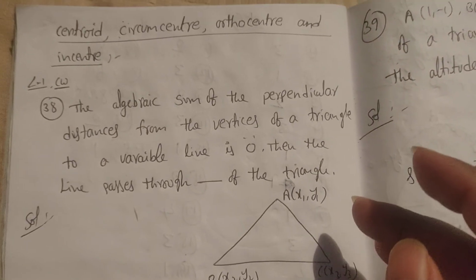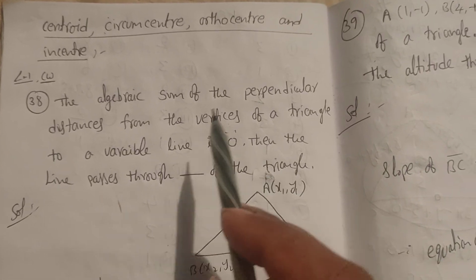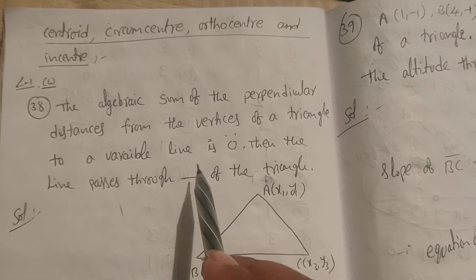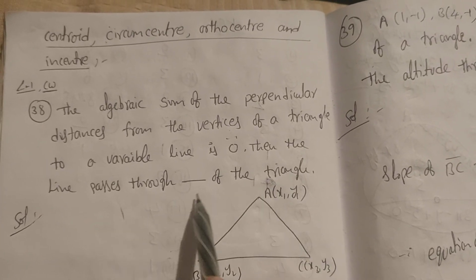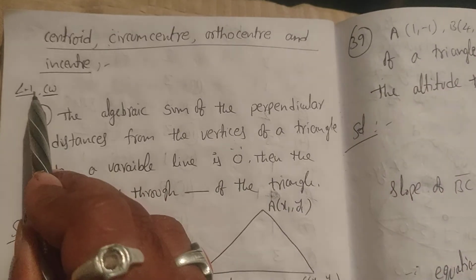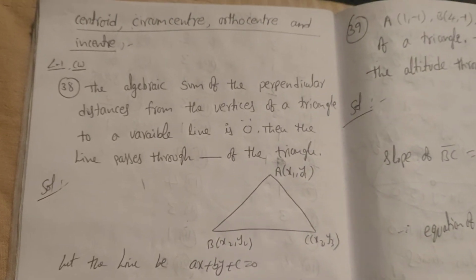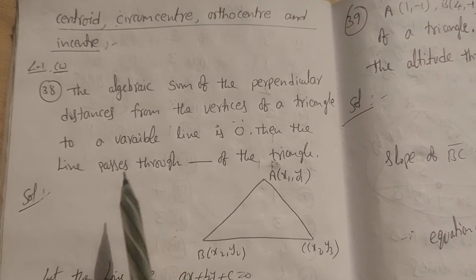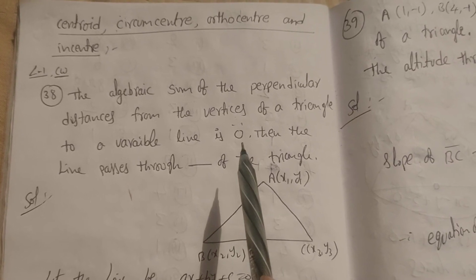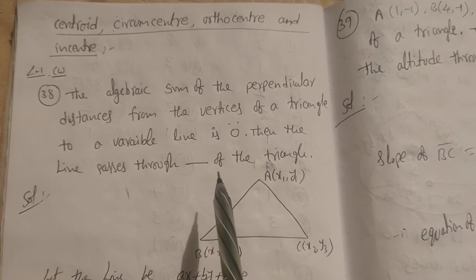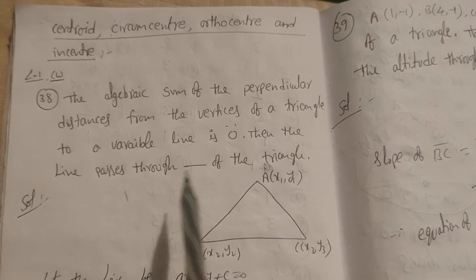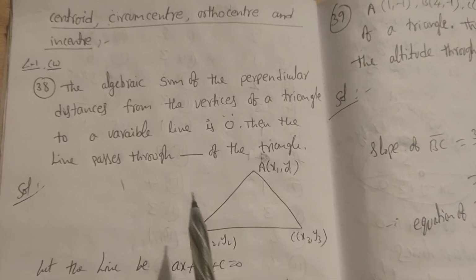Based on this, let us go for some problems. The algebraic sum of the perpendicular distances from the vertices of a triangle to a variable line is 0, then the line passes through the dash of the triangle. This is the level 1 classwork question, 38th problem. They may give the options centroid, circumcenter, orthocenter, or incenter. Four options they may give. We are going to discuss which one the line passes through.